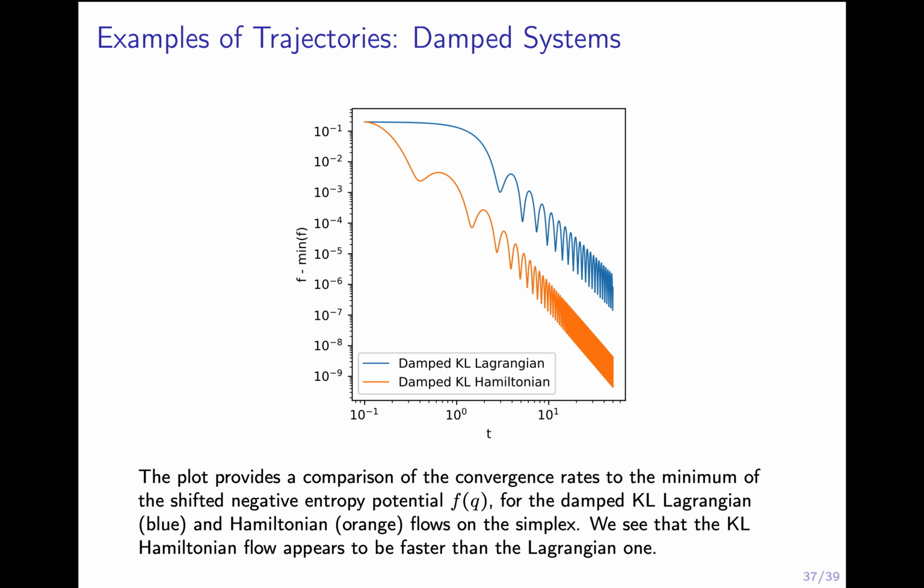This is the case in which we study the convergence to the optimum, and we can see that also in this case we observe a faster convergence for the KL Hamiltonian. This is an example based on the negative entropy potential, but clearly f is arbitrary, and we could choose other functions for the evaluation of different dynamics or different optimization problems.